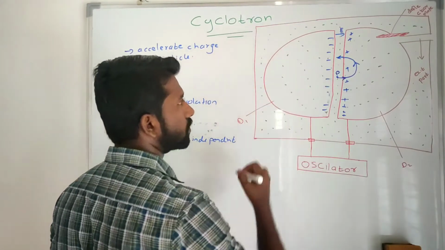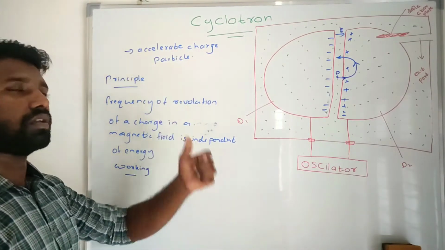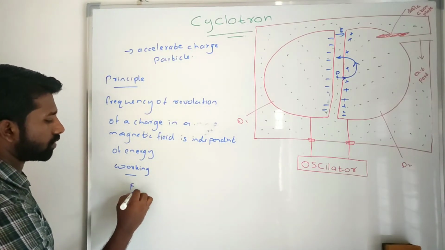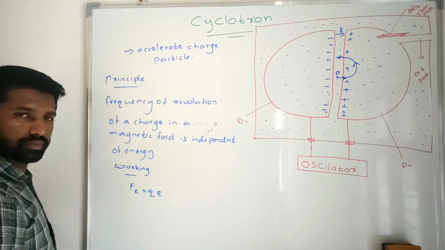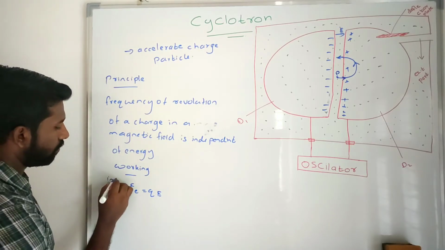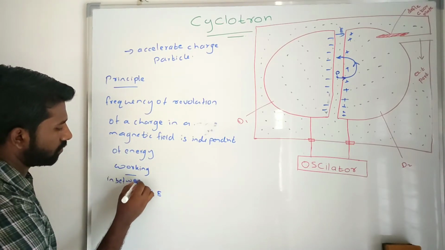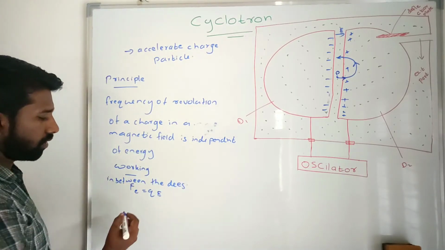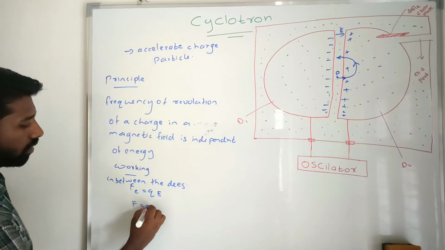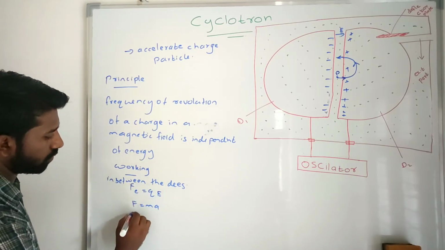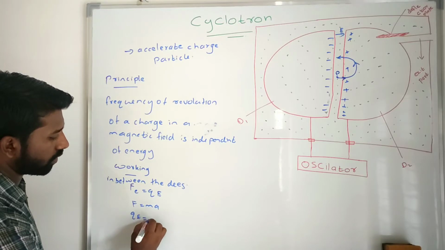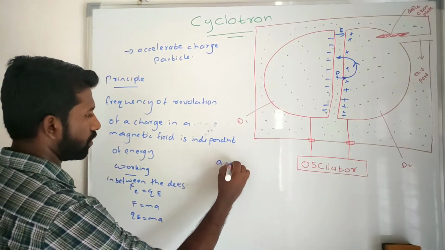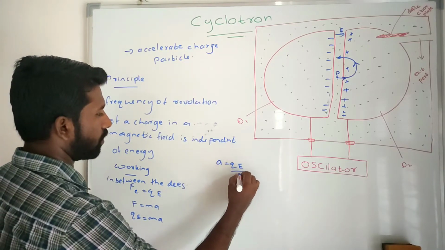When it is in the electric field, what will happen? It will experience an electrostatic force. How much is the electrostatic force? F is equal to QE. This force is equal to MA, so you can equate them. QE is equal to MA, and from this you can write A is equal to QE by M.